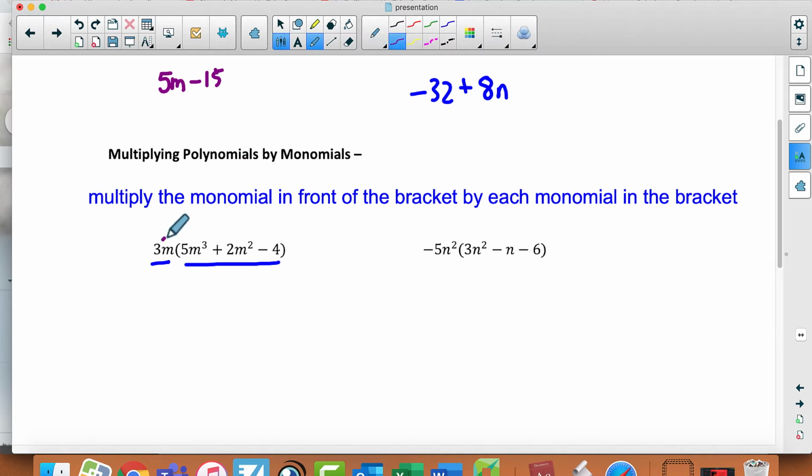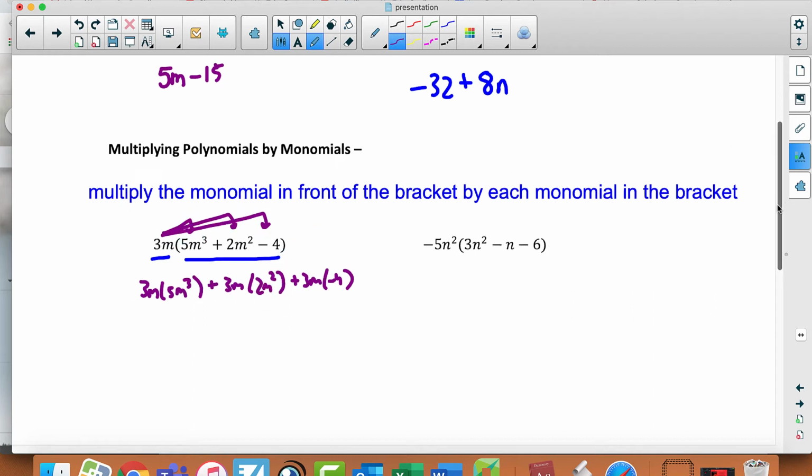So you have to multiply this 3m times the 5m cubed, 3m times the 2m squared, and 3m times the negative 4. And if I write it this way, 3m times 5m cubed, plus 3m times 2m squared. Now here you can either put plus 3m times negative 4, or you could put minus 3m times 4. This is why I don't actually like writing it out like this. I find people get confused, including me. The way I like doing it is just multiplying it and not writing it down. Here's one of the rare times I'll tell you that I prefer not to write it down.